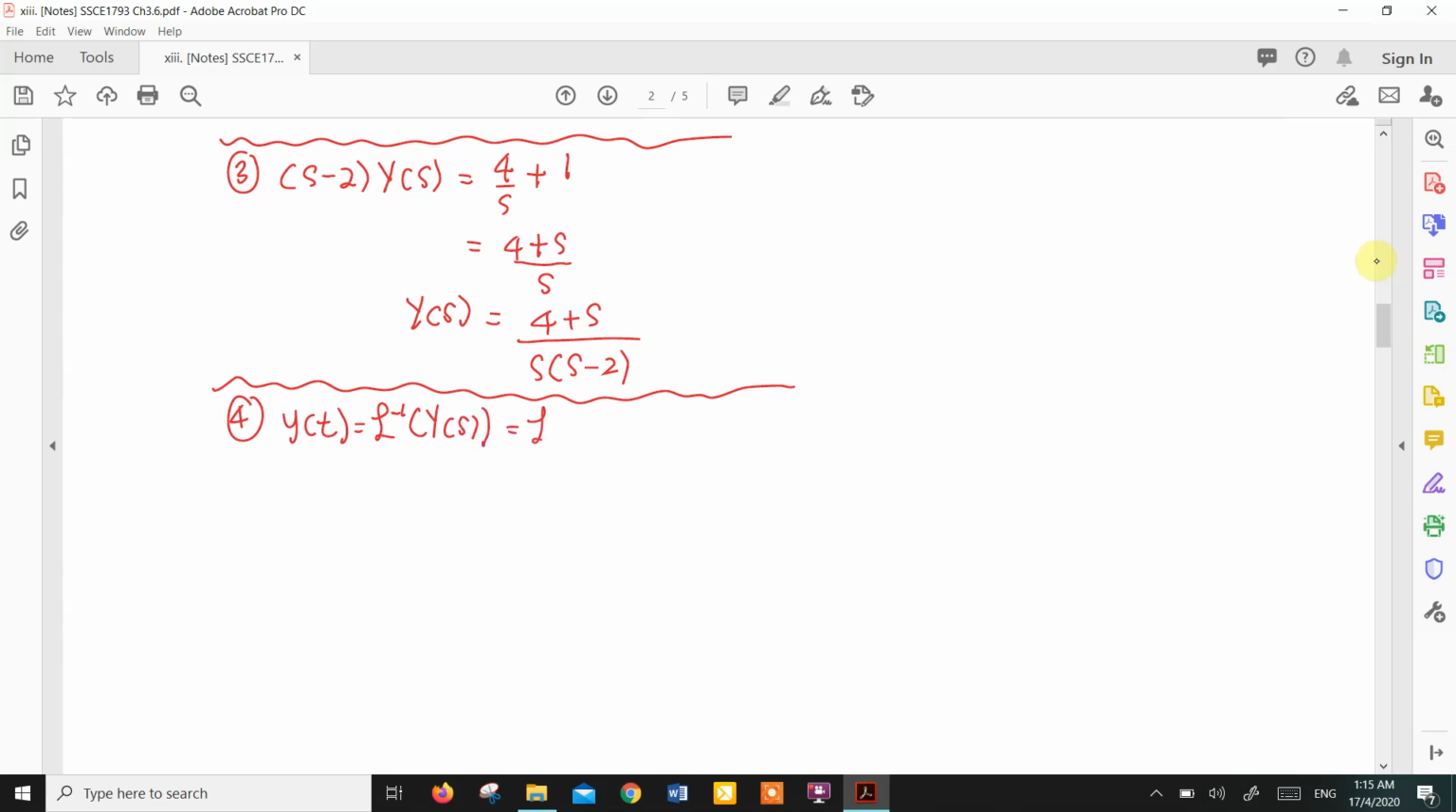Okay, so inverse Laplace of (4 plus s) over (s minus 2). Okay, so for the inverse Laplace of this fraction, you need to do the partial fraction. For this fraction you have to do partial fraction to simplify the fraction.